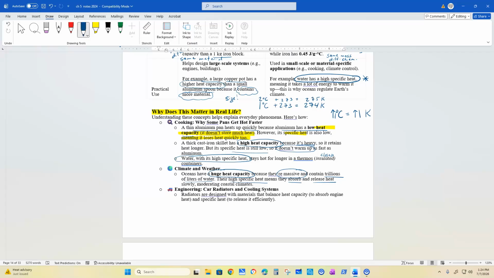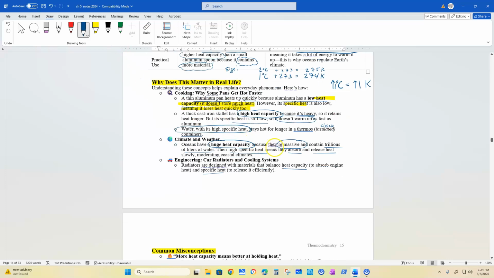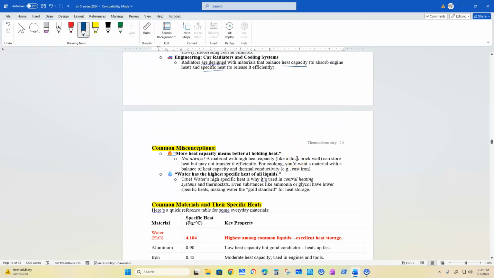Even in cars, radiators are designed with materials that balance heat capacity, the amount of heat energy to absorb, and specific heat, to release it more efficiently. That's why your car engine doesn't overheat every day. So that's why you add radiator fluid, antifreeze, because you're trying to keep your engine cool so it doesn't overheat.